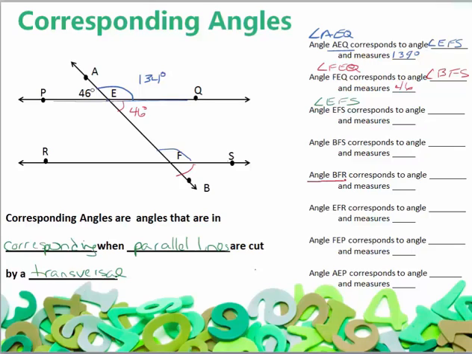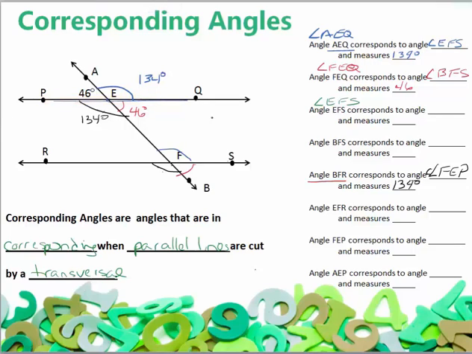We're now going to look at angle BFR. That's this angle. BFR, F is our vertex. What angle does that correspond to? Well, that corresponds to this angle. They're in the same location on different parallel lines. So that's angle FEP. And those angles measure 134 degrees. Again, I know that because this must create a straight line right here. Our straight line must equal 180 degrees.